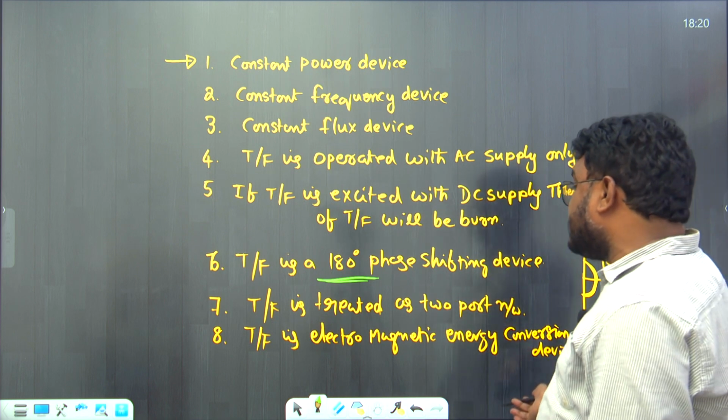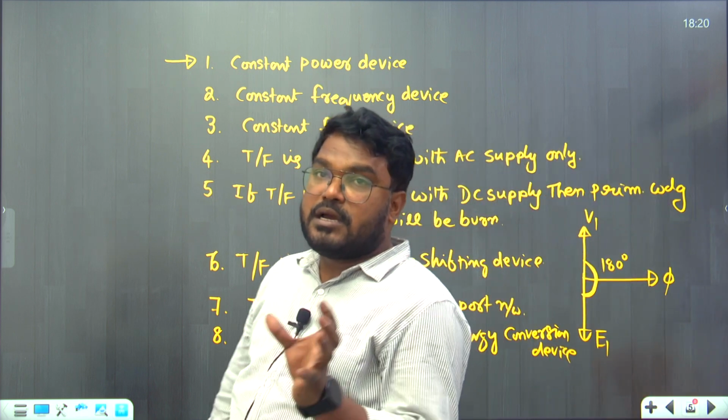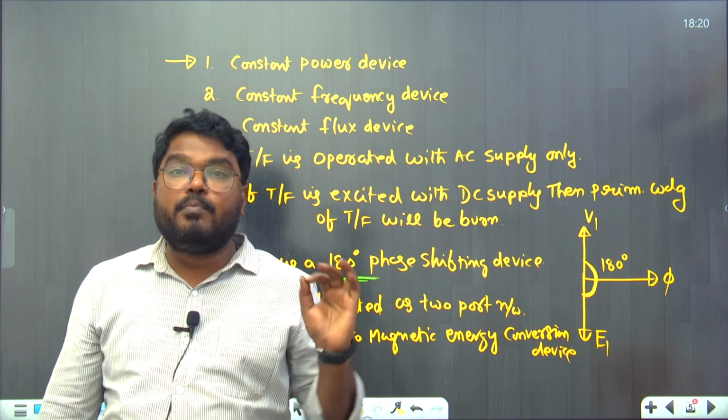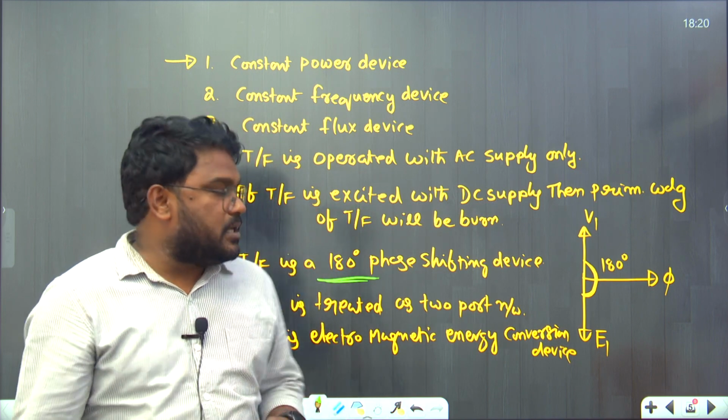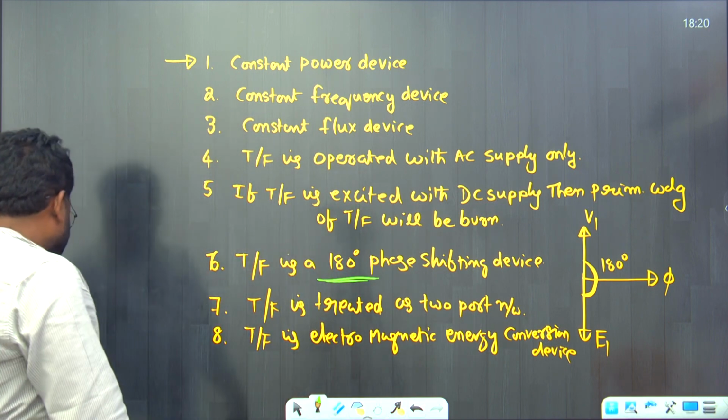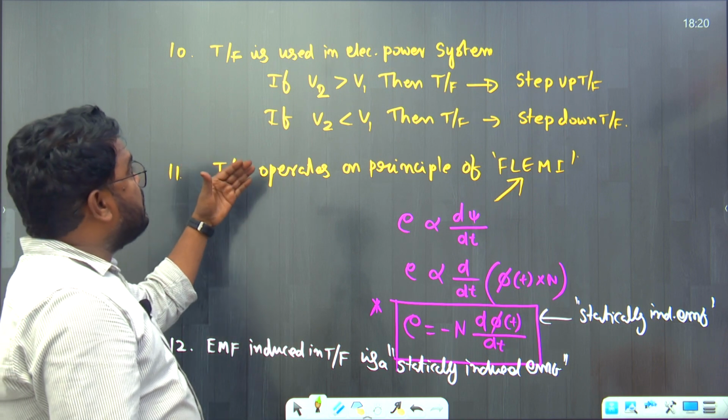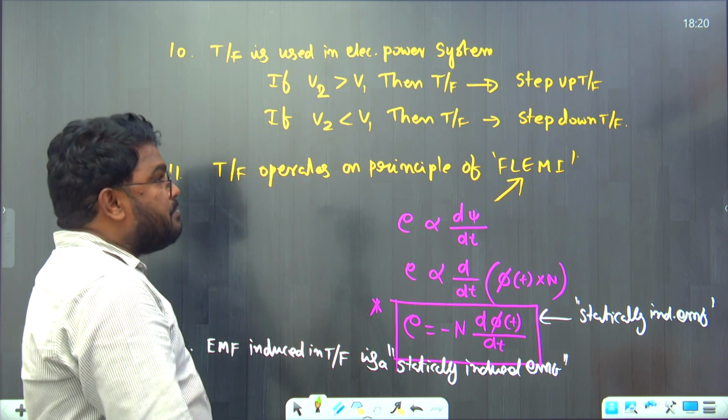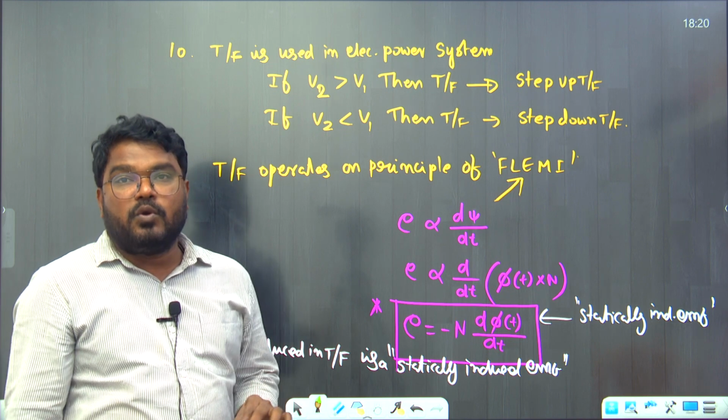The transformer is treated as an electromagnetic energy conversion device, but not an electromechanical energy conversion device. And next, the transformer is used in the electrical power system mainly to step up and step down the voltage levels.